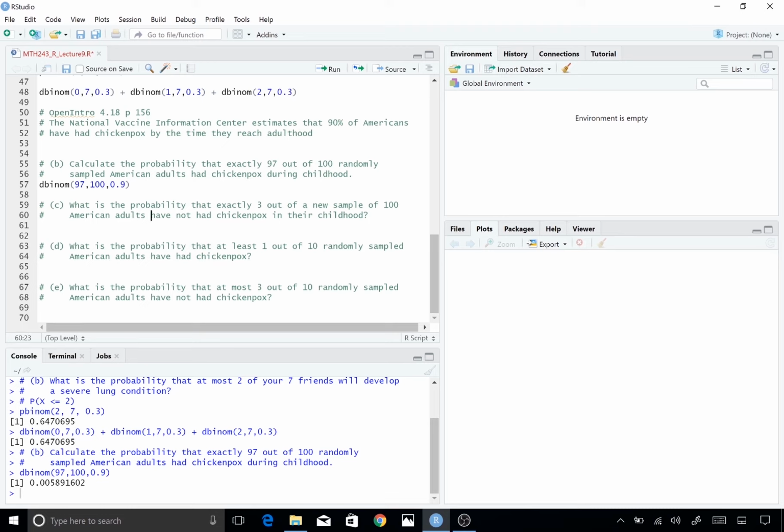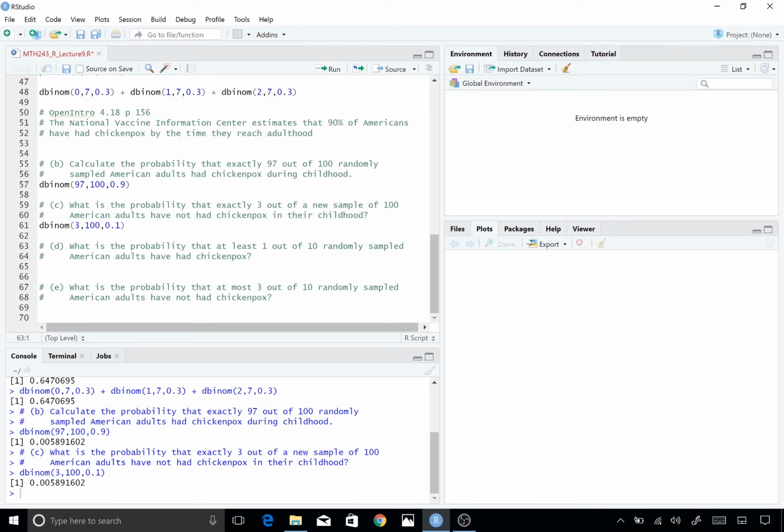If you randomly sample 100 people, what is the probability that exactly 3 have never had chickenpox? If you think about it, that should be the same thing, because if exactly 97 people had it, then exactly 3 didn't. But let's change our p so that now success means not having chickenpox. So we'll have 3 successes, 100 trials, and the probability of success is now 0.1 because now a success is not having the chickenpox. And it's the same thing.